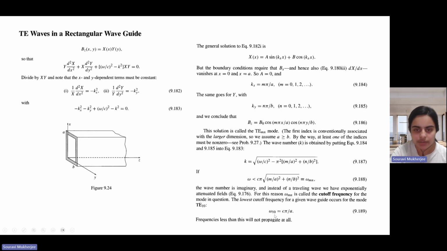So this is what you get. So omega 10 is given as c pi by a, right? Frequencies less than this will not propagate. So that's how the waveguides behave as a high pass filter.